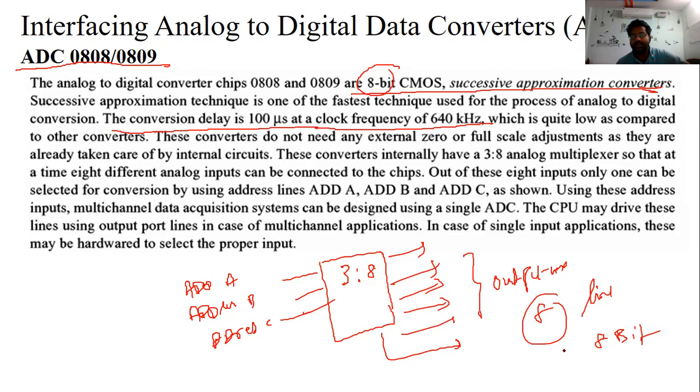So 3:8. We are giving 3 input signals, giving 3 parameters of that input signal. We convert 8 bits of that converter. So for these lines we are using the conversion of the lines. These are the 3 address lines, and a multi-channel data acquisition system can be designed using this ADC.